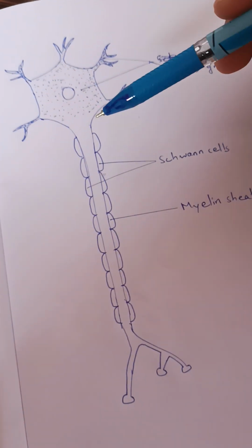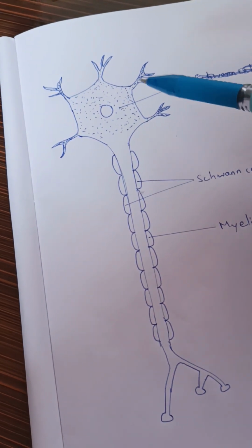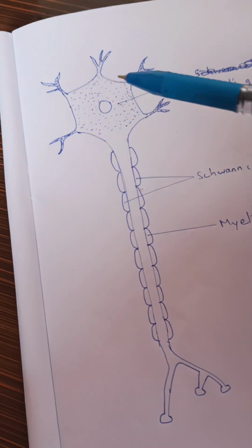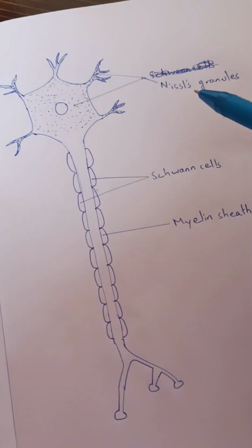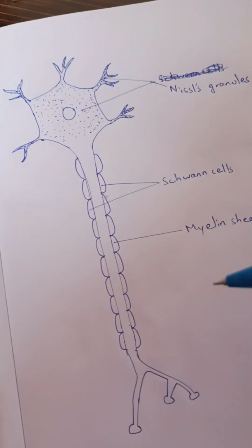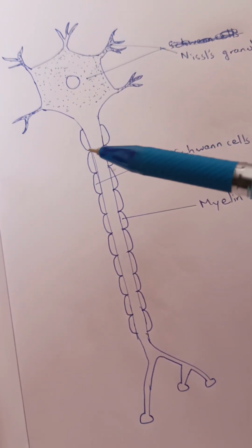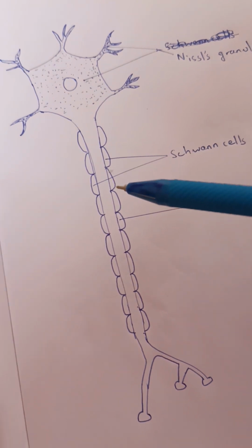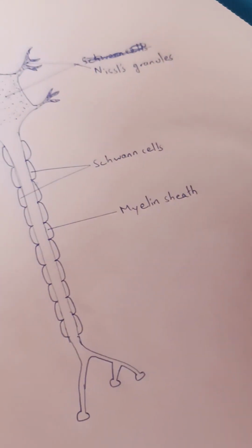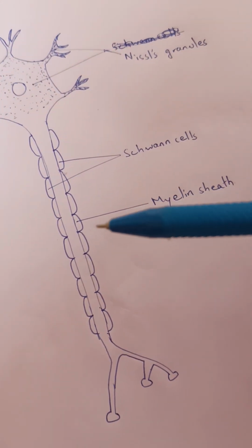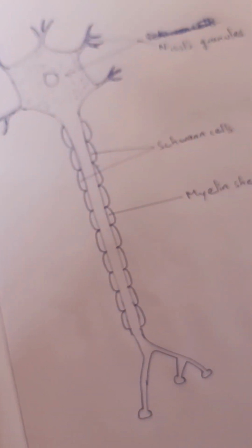Now come back to the structure of the neuron. Here you can see in the cell body and also inside the dendrites, there are some granules present. These granules are called Nissl's granules. Now here in the axon we have some cells that surround the axon. These are called Schwann cells. Inside the Schwann cells there is a white colored substance filled, which is called myelin. So Schwann cells also form myelin.